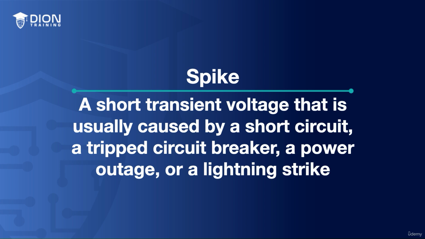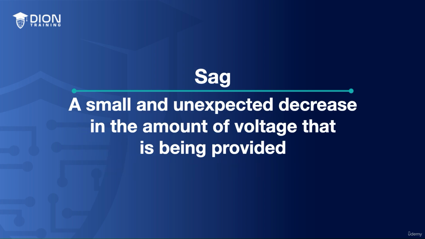To protect against a surge or a spike, your system should utilize a surge protector or line conditioner, which will be able to remove any power levels that are higher than about 120 volts that are used by default here in the United States. Third, we have a sag.